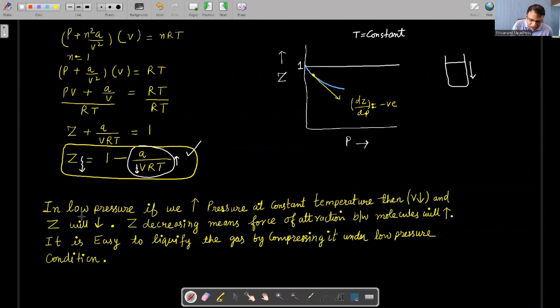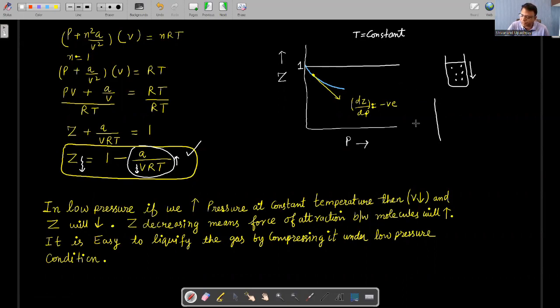So we can say that in low pressure, if we increase pressure at constant temperature, then volume is decreasing and Z will decrease. So what is the meaning of Z? Z is the volume of real gas upon volume of ideal gas, right? So if Z is less than 1, it means the volume of real gas is less with respect to the volume of ideal gas, meaning there is a force of attraction between gas molecules. So on compressing in the low pressure range, initially the volume of this container is large, and now we are compressing, that means we are putting the molecules nearer to each other, so the force of attraction is going to increase.